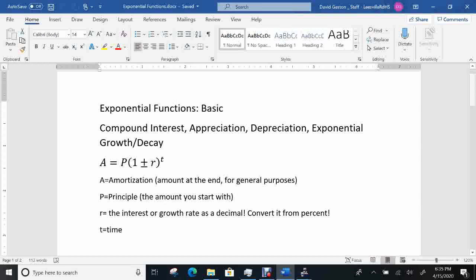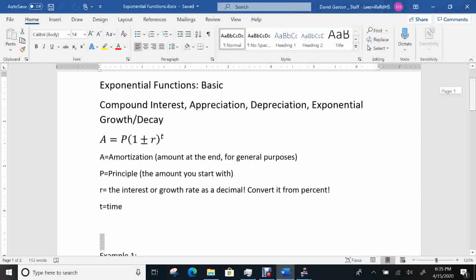So, A stands for amortization. That's simply the amount you have at the end of the time period. That's not the exact definition, but that is simple enough for what we're going to be doing. The P stands for principal. That is how much we start with. The R is the interest or growth rate. They'll give it to you as a percent, but you must convert it to a decimal. And lastly, T stands for time. In these problems, we're not going to be changing the time period or the time units on you.